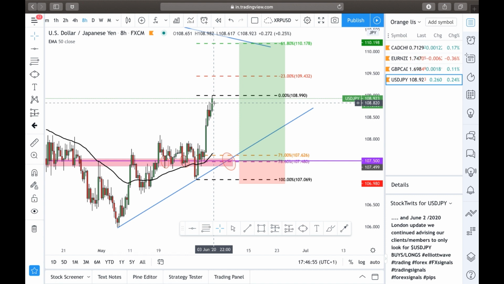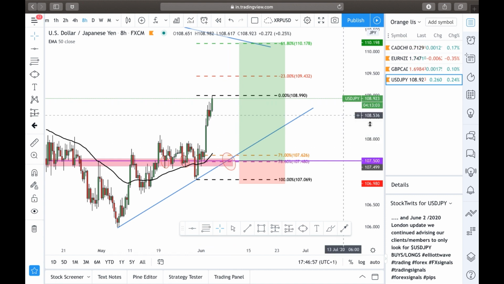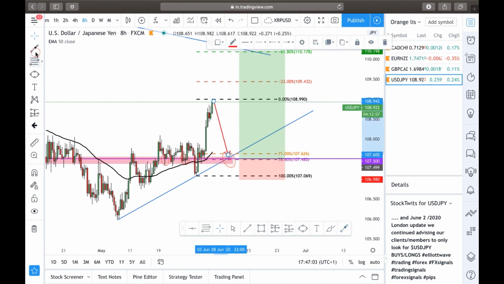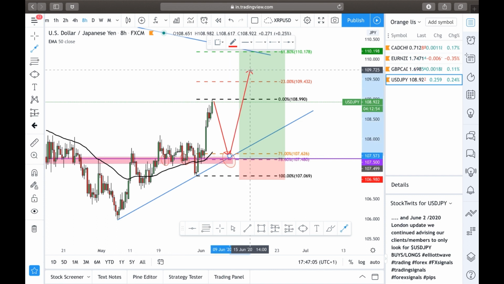It all depends with Trump's news and stuff. There might be gaps to the downside. So if it does gap below, then this is just straight invalid, and we don't take a trade, because we need rejection. So this is what I'm looking for: price to there to reject, and then we take a buy.